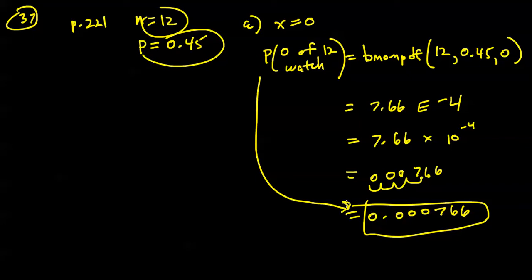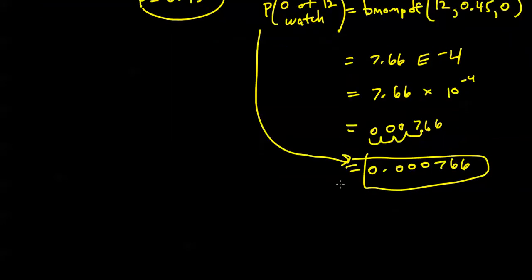And that's a low probability, and you might think amongst 12 people you're probably not going to have much of a chance that nobody is watching this game. Part B, find the probability that at least one is tuned to the game. Same given information. We want the probability that at least 1 in 12 is watching this game.